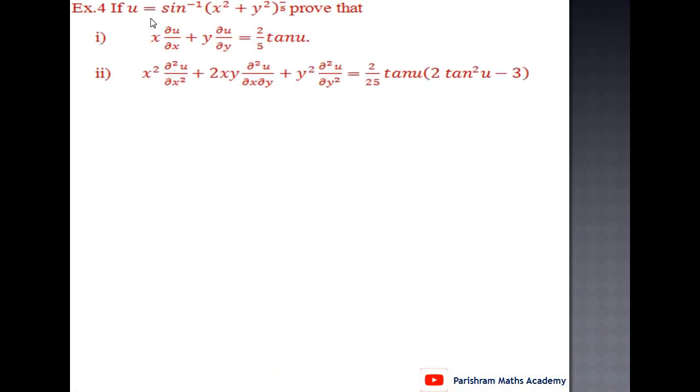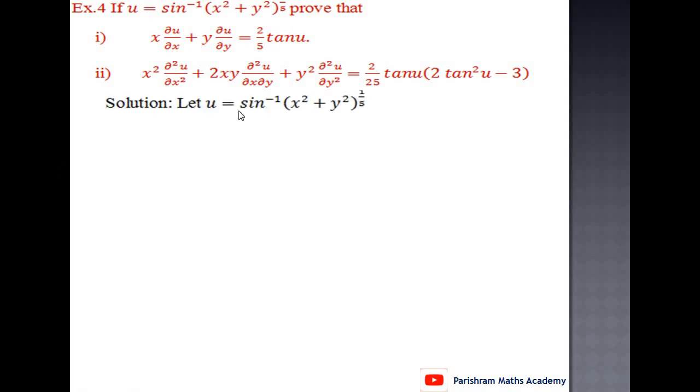If u equals sin inverse of (x² plus y²) to the power 1/5, then prove that x ∂u/∂x plus y ∂u/∂y equal to 2/5 tan u. And second, x² ∂²u/∂x² plus 2xy ∂²u/∂x∂y plus y² ∂²u/∂y² equal to 2/25 tan u into (2 tan²u minus 3).